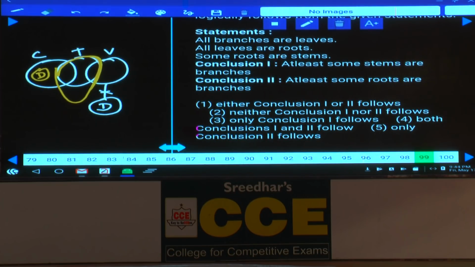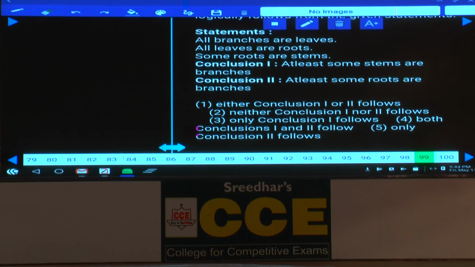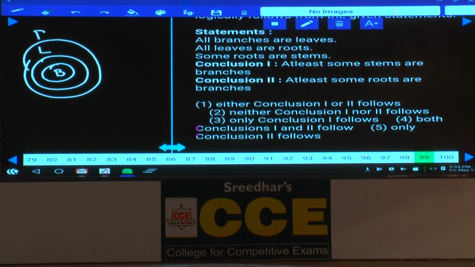Then question number 99. Now in this 99, all branches are leaves. All leaves are roots. And next one, some roots are stems, which can be written like this. Then the first one, some stems are branches, that is false.